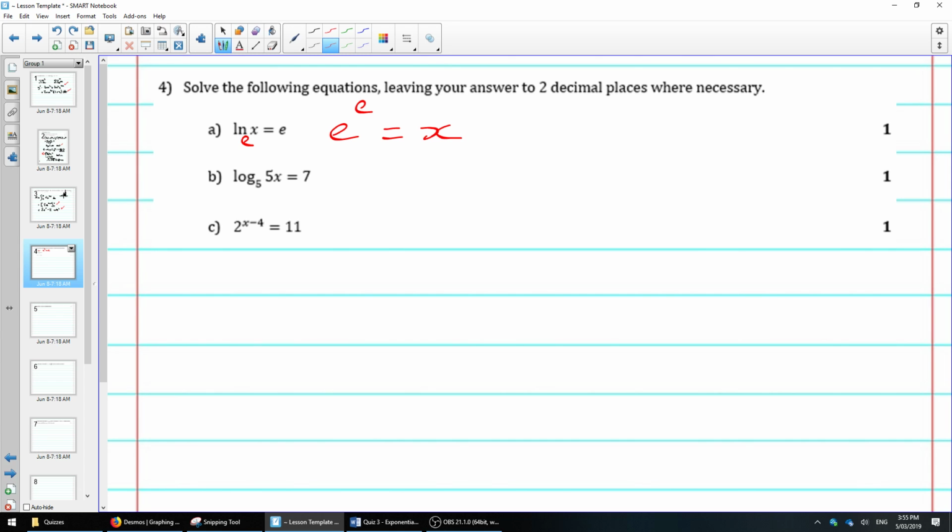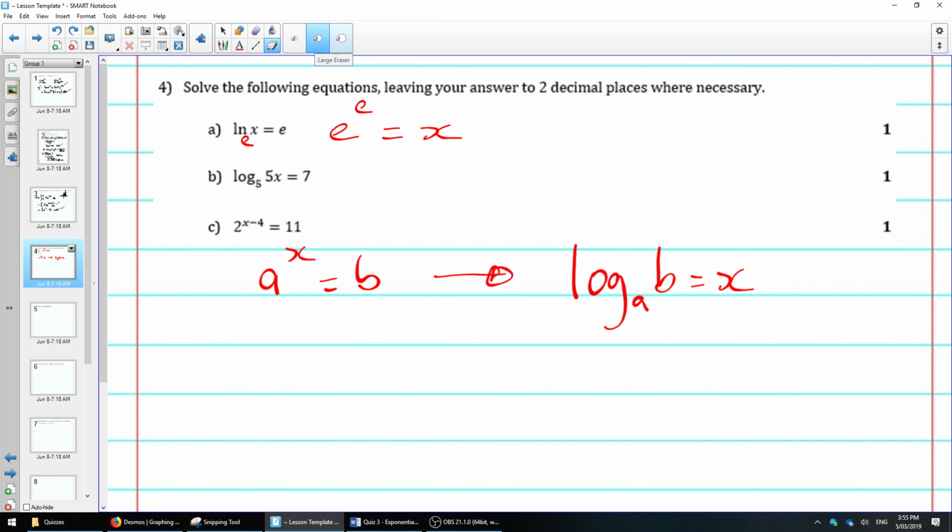So x is e to the power e, which looks weird. Remember, say I had a to the power of x equals b. When I put that into logarithmic form, it will be log base a of b equals x. So that's just a logarithmic form change. Here we have log base e of x equals e. So a to the power of x equals e.